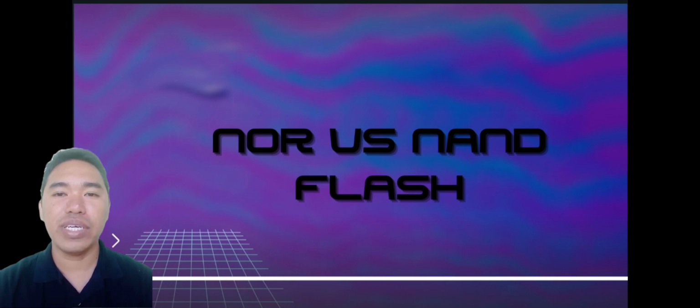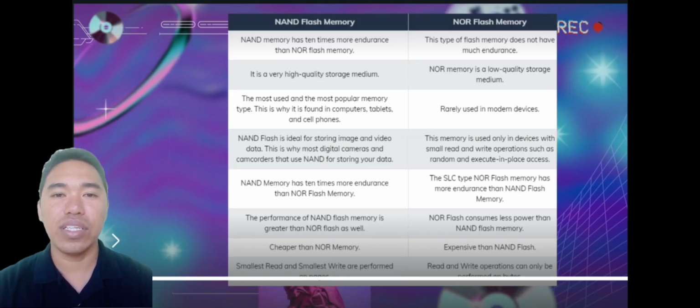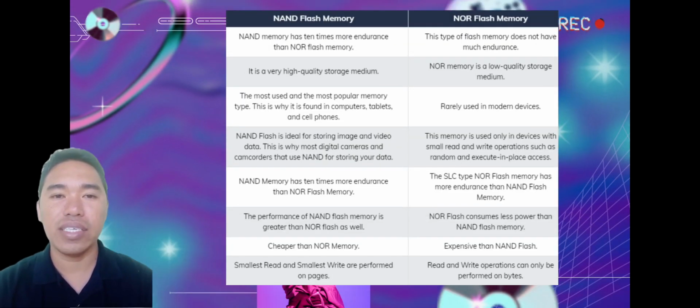Firstly, NAND memory has 10 times more endurance than NOR flash memory. Next, it is a very high quality storage medium. Next, it is the most used and the most popular memory type. This is why it is found in computers, tablets, and cell phones. NAND flash is ideal for storing image and video data. This is why most digital cameras and camcorders use NAND for storing your data.